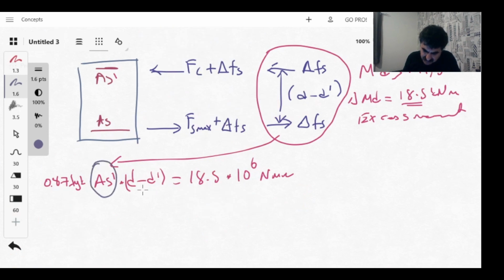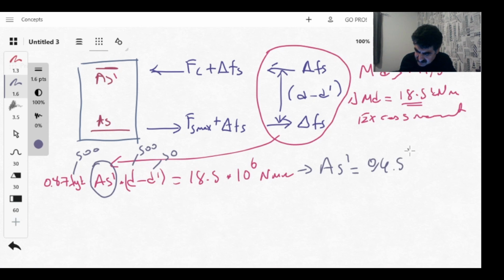I'm going to calculate the AS', but d is 500 and d' is 50 and fyk is 500, and from here I can calculate AS' equal to like 94.5, sorry, not kilonewton, millimeters squared, okay.